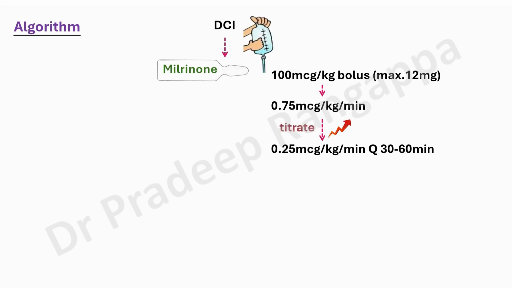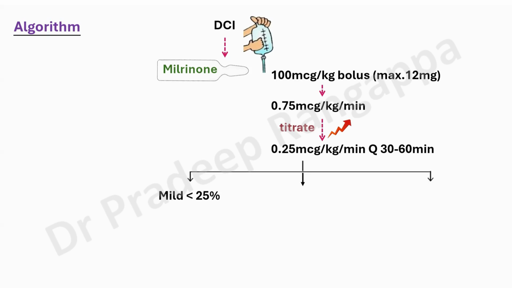So basically, for all our trainees, bear in mind, you can start with 0.5 to 0.75 micrograms and go up to 2 micrograms per kg per minute, maximum of 1 milligram. That is the sort of dosage you should have in mind. After that, you can titrate with increments of 0.25 micrograms per kg per minute every 30 to 60 minutes to break the vasospasm or to attain good vasodilatation.